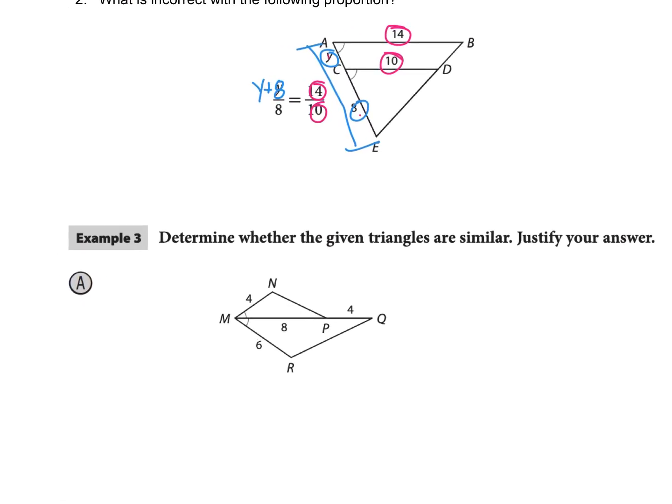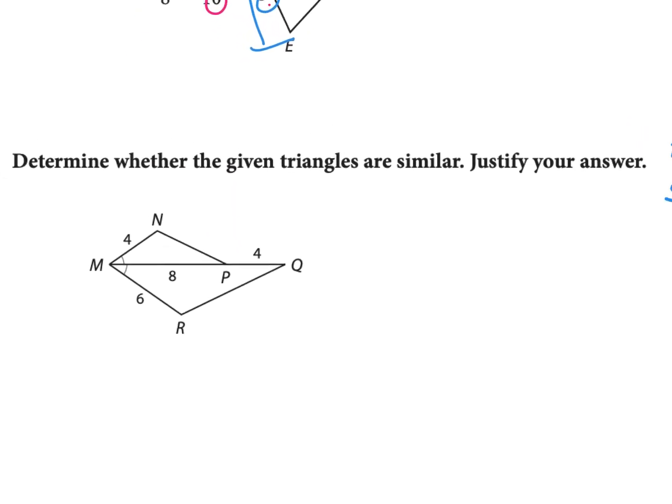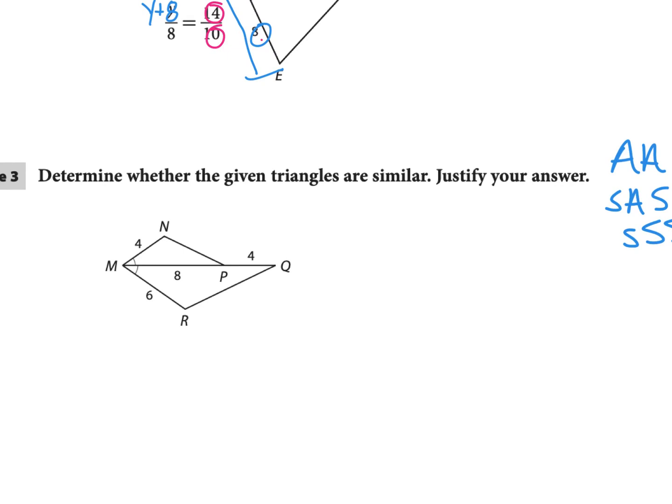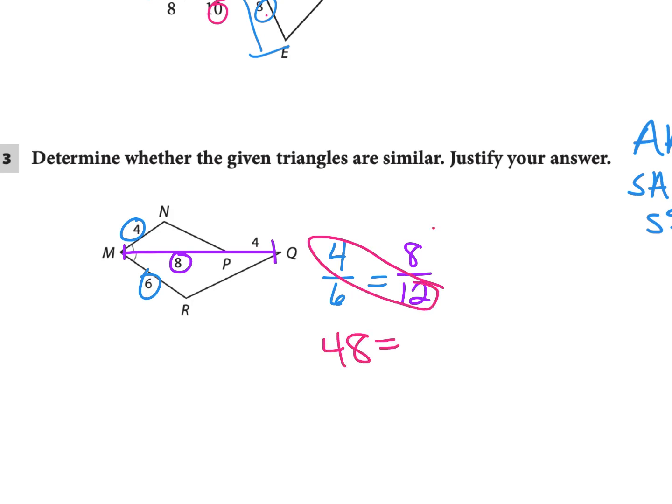All right, determine whether the given triangles are similar. So remember, we need angle, angle, or side, angle, side, or side, side, side. So I know I have an angle, a congruent angle. Let's see about these sides. Well, this would match this. So 4 is to 6 as 8 is to 12. Now, are these equal? We can use cross multiplication to check. 4 times 12 is 48. 8 times 6 is 48. So yes, they are similar because of side, angle, side.